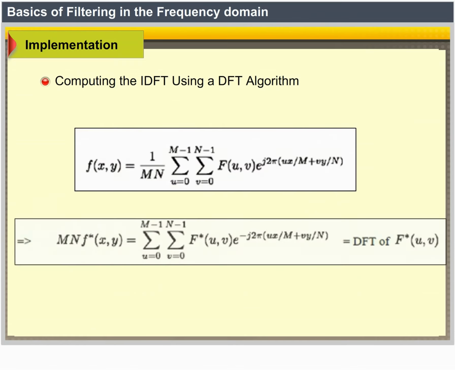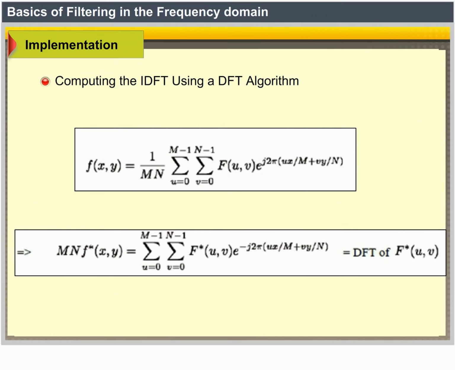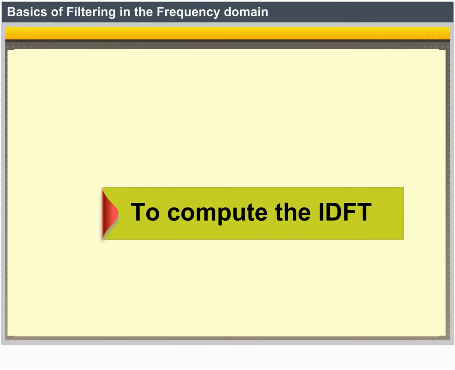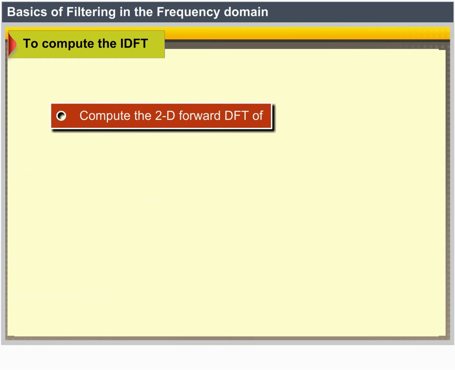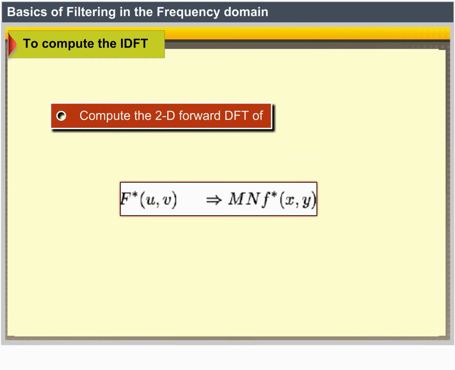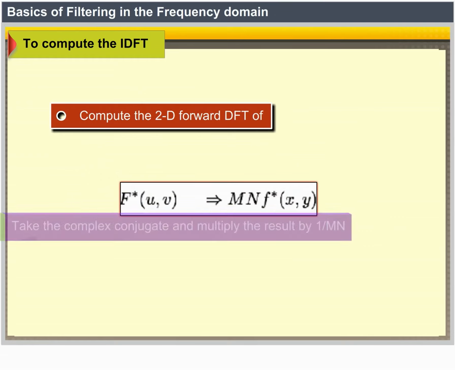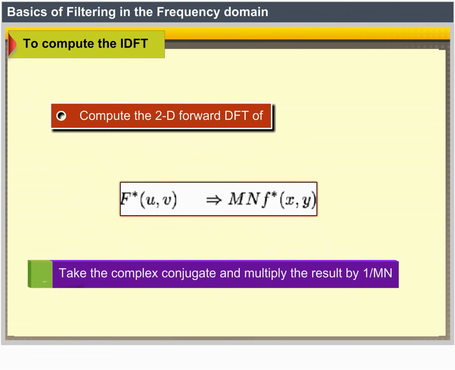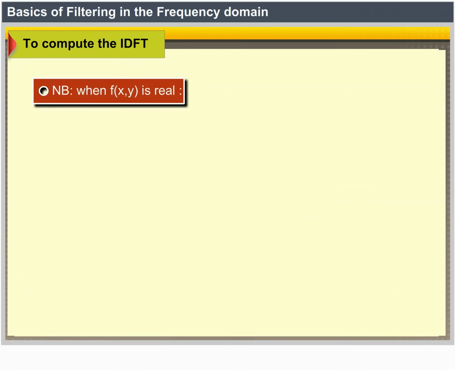To compute the IDFT, compute the 2D forward DFT of f star of x, y, multiplied by MN. Take the complex conjugate and multiply the result by 1 by MN. Note, when f of x, y is real, f star of x, y equals f of x, y. Please refer to the equations on screen.